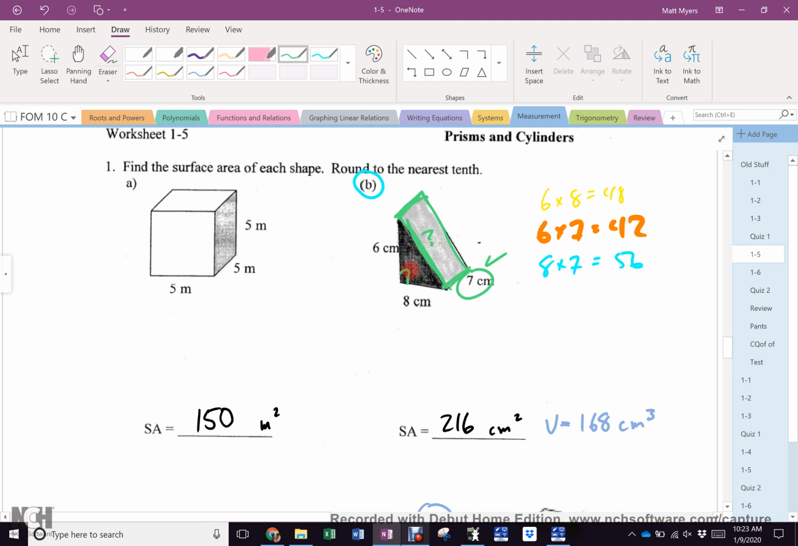But this is 90 degrees, so Pythagoras. How long is that? When you do Pythagoras, it's 10. 10 times 7 equals 70, and then you just add it up. Okay?